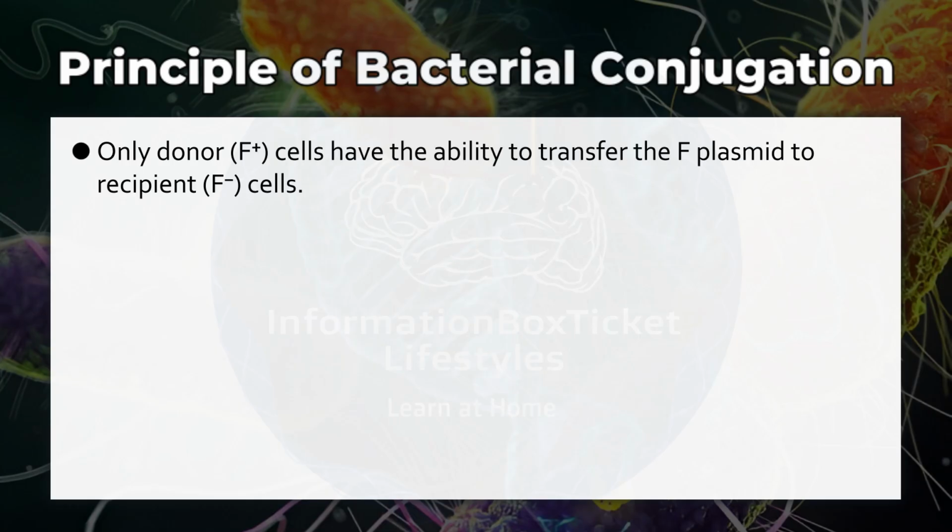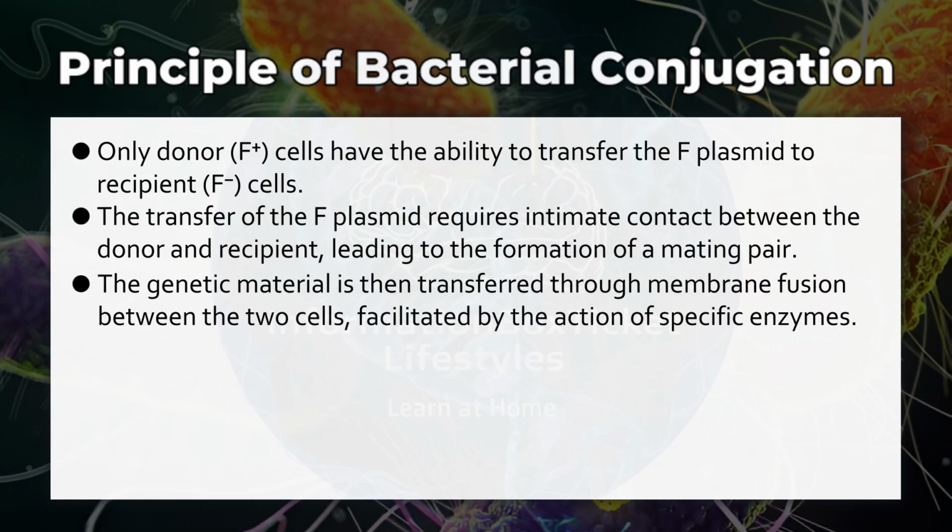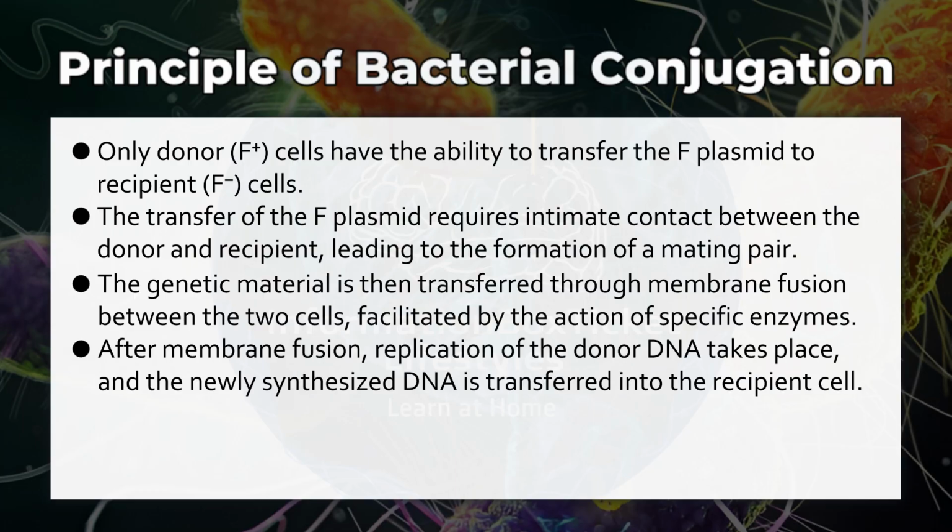Only donor F+ cells have the ability to transfer the F plasmid to recipient F- cells. The transfer of the F plasmid requires intimate contact between the donor and recipient, leading to the formation of a mating pair. The genetic material is then transferred through membrane fusion between the 2 cells, facilitated by the action of specific enzymes. After membrane fusion, replication of the donor DNA takes place, and the newly synthesized DNA is transferred into the recipient cell.